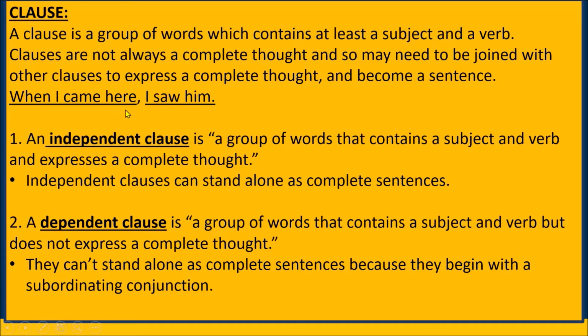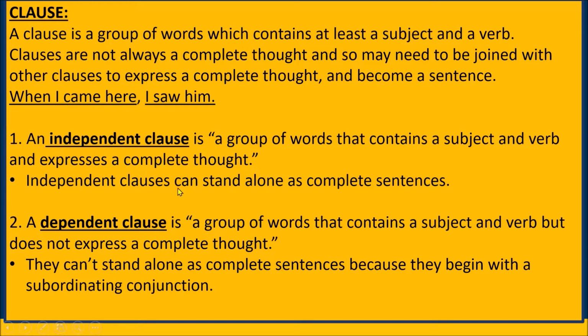So there are two types of clauses. The first one is the independent clause and the second one is the dependent clause. First I'm taking the independent clause and then I'll explain this example, then you'll understand it clearly. An independent clause is a group of words that contains a subject and a verb and expresses a complete thought. So if I say I saw him, it conveys a complete thought. If I say I saw him, you can understand easily what I want to say.